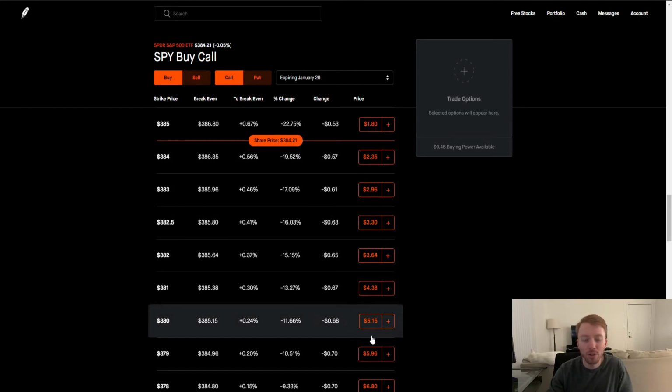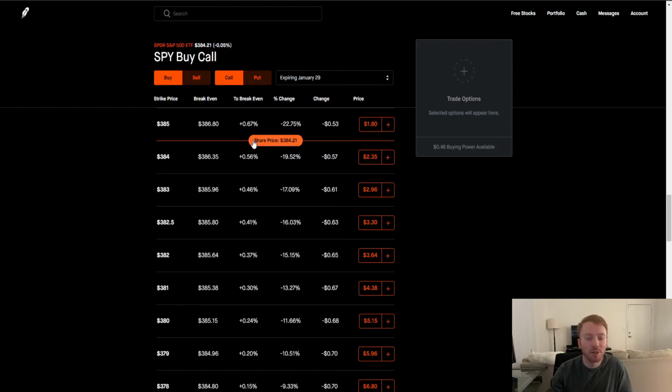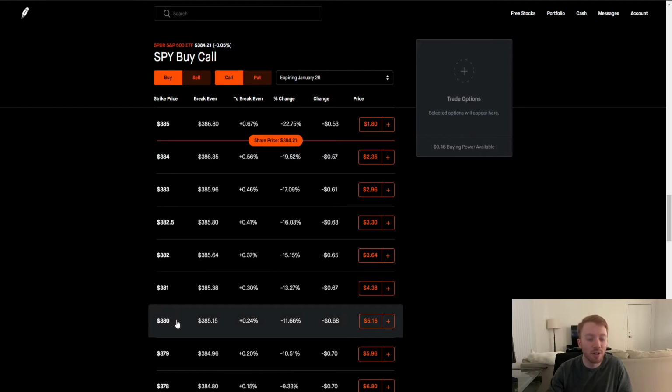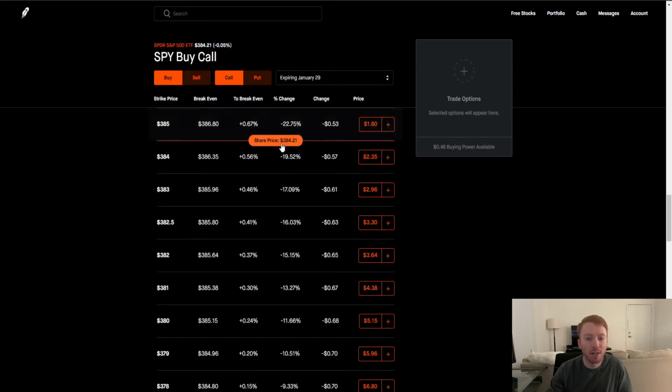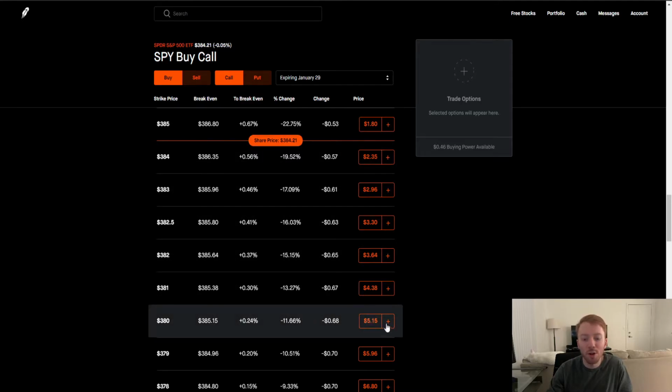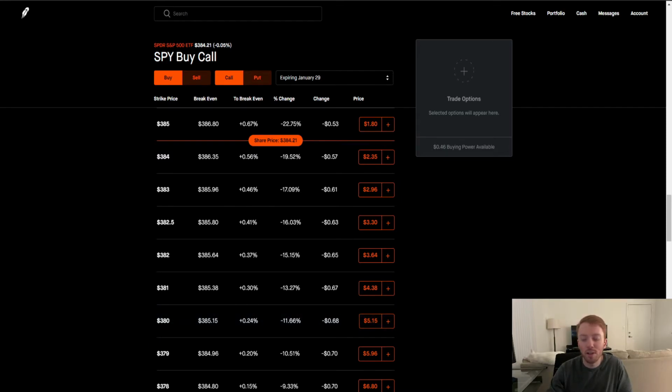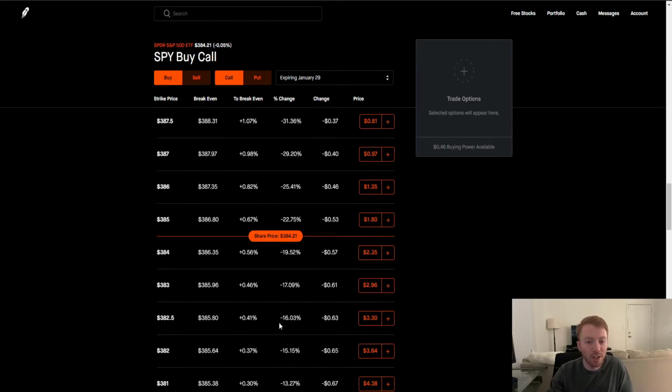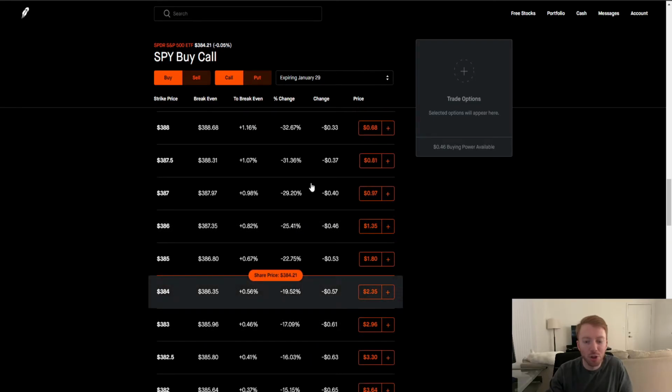So basically $400 of this $515 here is intrinsic value. That's how much is actually the difference between the strike price and the share price, which means $115 of this is just based on the time left between today's date, which is the 26th, and the expiration date, which is the 29th. Also, what you're seeing here is called an options chain.